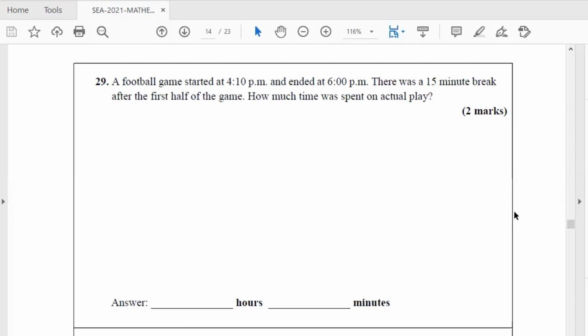Okay, so in order to work this question out, we're going to have to figure out how much time the football game lasted for, inclusive of the 15-minute break. And then when we subtract the 15-minute break from it, we're going to get the amount of time that was spent on actual play. All right, so we can begin by subtracting 4:10 from 6 p.m., right? And that will give us the amount of time that was actually spent inclusive of the break.